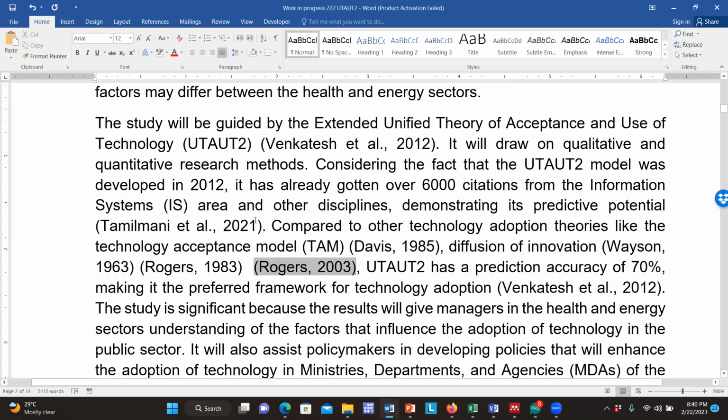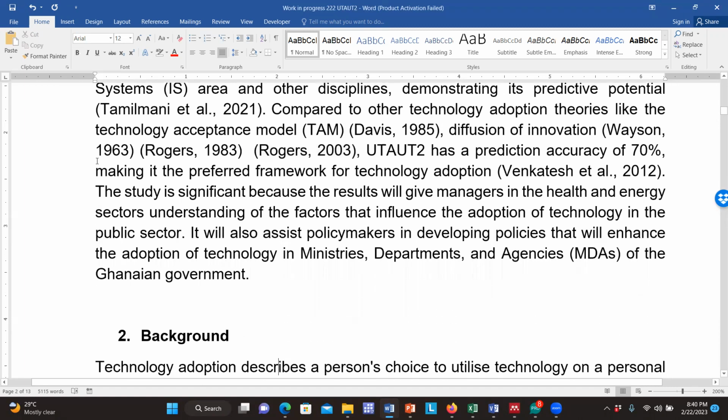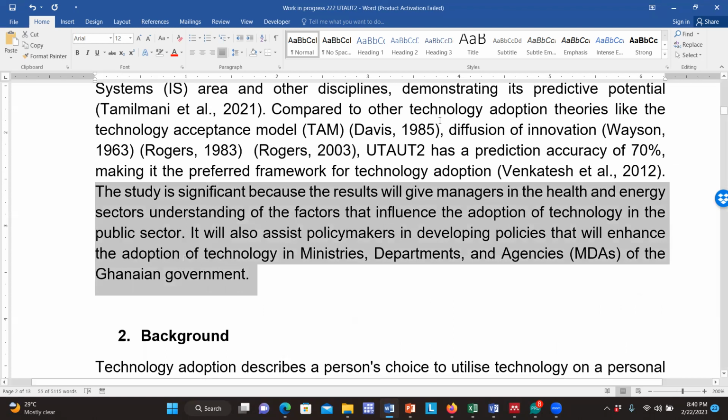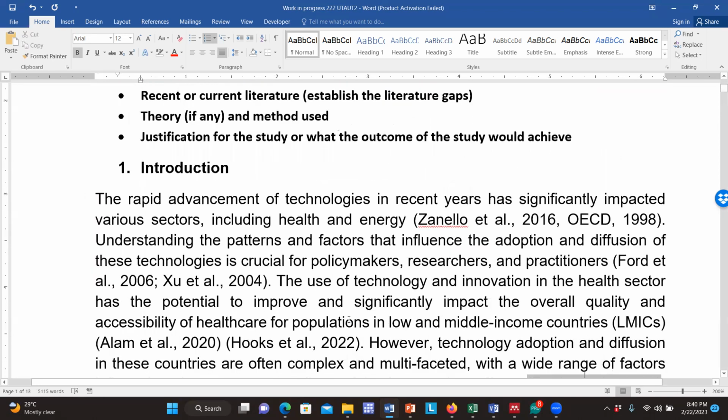So that's about giving justification of the theory. You could have added the method, but he also does this last part, the significance of the study, what the outcome of the study will do. This is the last part, the justification for the study, or what the outcome of the study will achieve.